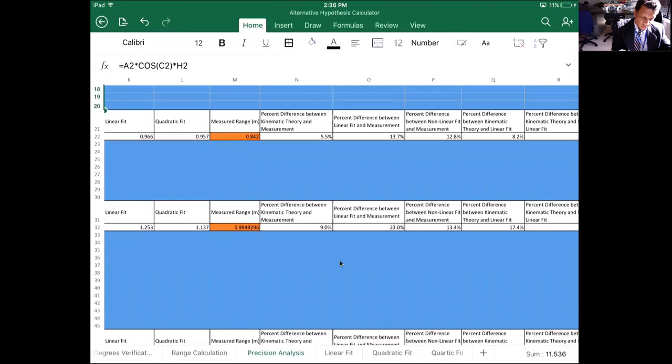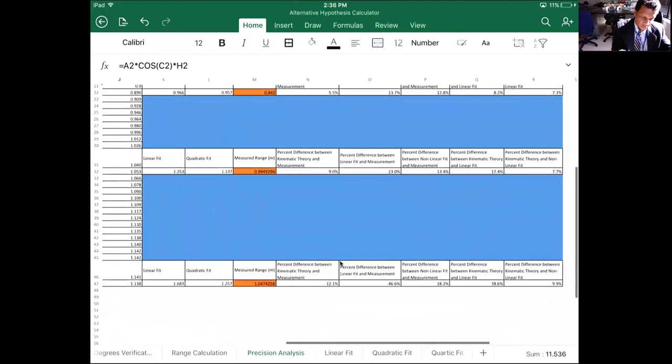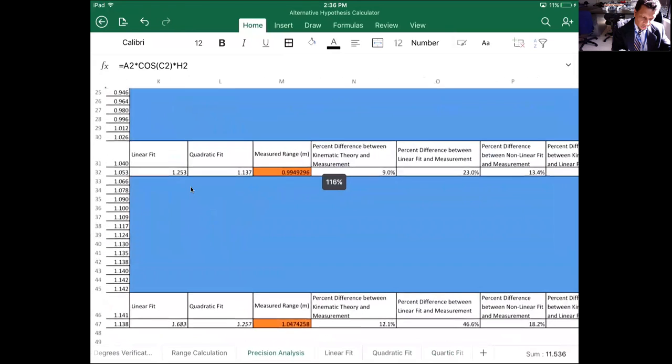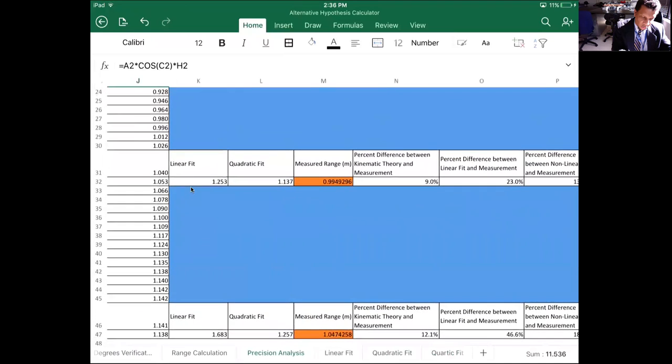And so if I go back to our precision analysis and I look at the 30 degree and the 45 degree, you'll see that our linear fit is way out compared to, not our measured, but our kinematic theory here. And so we have our quadratic fit here, and we have our measured fit. So our measured range is pretty low compared to what we're about to see for our linear fit and measurement.